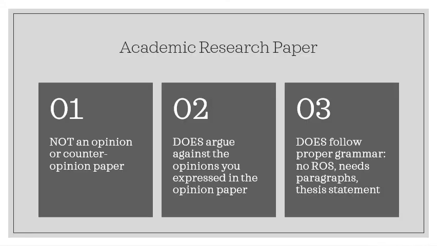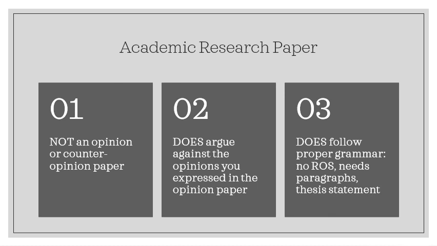All right, so what the academic research paper is, number one, it is not an opinion or a counter opinion paper. In the past, I've had a lot of students write the opinion paper and think that a research paper is the same thing but with sources, and it's not that at all. A lot of times students note that you have to argue against yourself, and so what I end up with is just a counter opinion paper where they have sources, but it's no more academically rigorous or no more research than the opinion paper was. So number one, it's not an opinion or counter opinion paper.